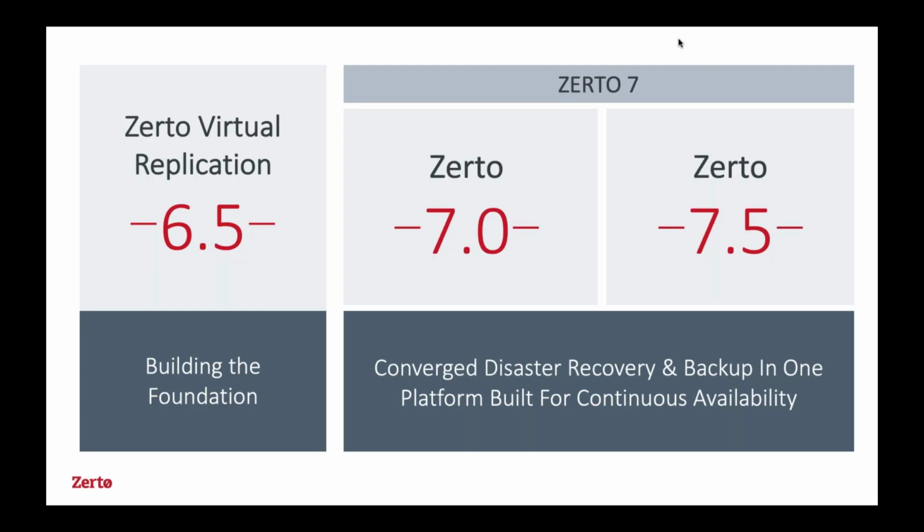And with Zerto 7, what we really mean by Zerto 7 is 7.0 and 7.5, which really pays out the journey that we're on, bringing the converged disaster recovery and backup into one platform built for continuous availability. It's really paying that out. We don't believe there are any big bangs. We believe that vendors who promise the world and don't deliver really come up short on these types of things, which is why we have a strict methodology for bringing things out every 6 months or so, so that you're getting incremental value from our product.